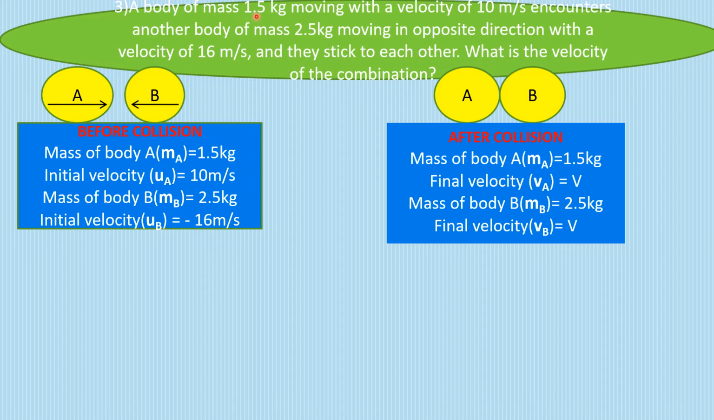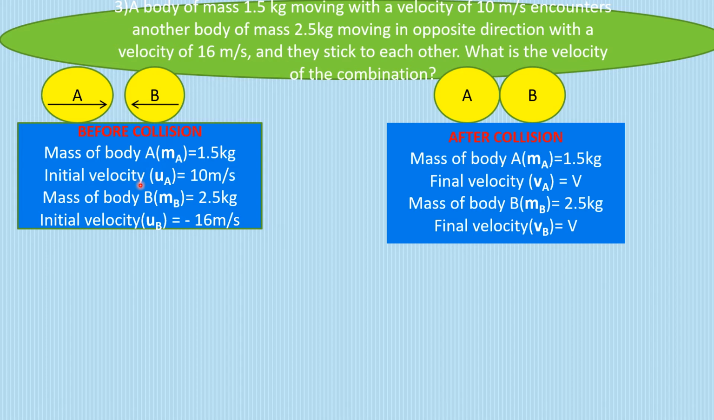See, a body of mass 1.5 kg. So we've written that the mass of a body is 1.5 kg. Right now don't pay attention to anything else. Whatever I am saying, just look only there. So body of mass 1.5 kg. The body's mass is 1.5. Moving with the velocity of 10 meter per second. Now that body was already moving with some velocity. That means that is going to be the initial velocity of that body. Let us consider that body to be A, right?